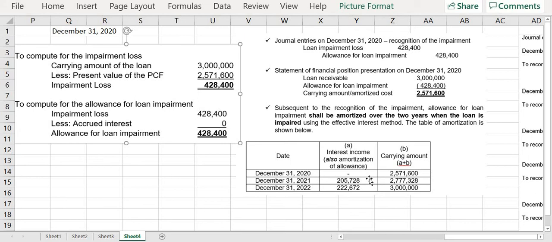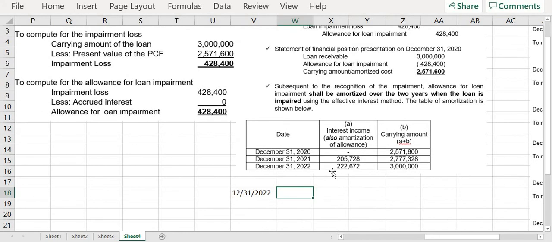Or simple technique, no? You can just multiply this one, 2,571,600 by 1 plus the interest rate na 8%. So, that's 1.08. So, multiply niyo siya ito by 1.08. You'll get 2,777,328. Ayan. Okay, so for the amortization, may 2021 amortization na tayo.